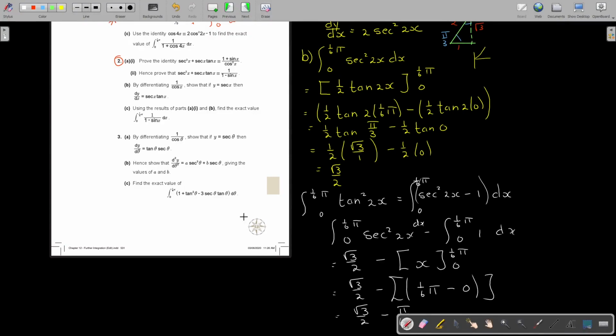So I'm going to do it here because I'm going to reflect on some of these things. Let me just write it down. I made it a bit smaller so that I can see the rest. So the integral from 0 to 1 over 6 pi, using the identity to find, of 1 over 1 plus cos 4x dx.